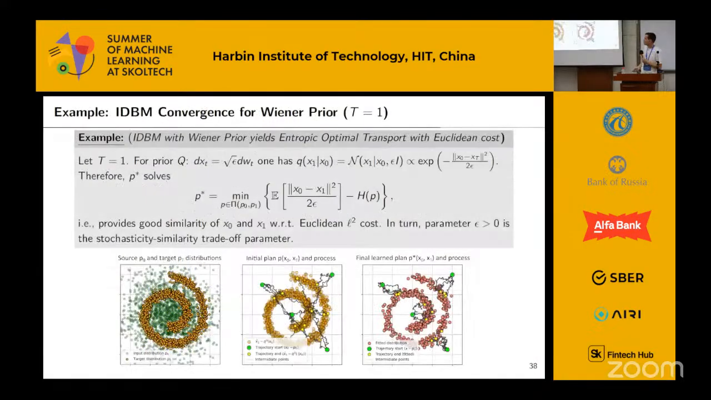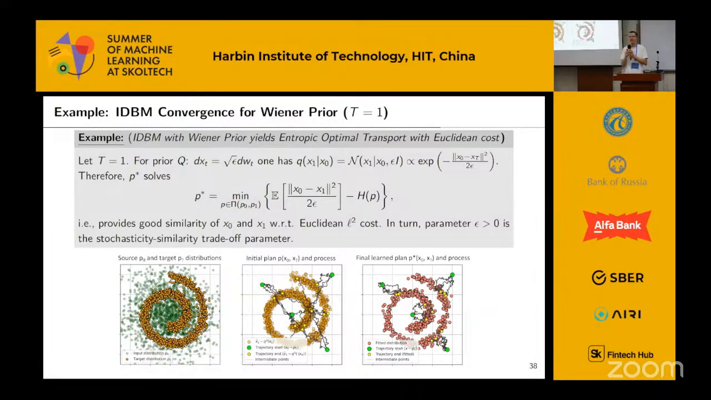A particular case is when our prior distribution is the Wiener process. So the simplest case of bridge matching. In this case, it is known that the solution to which this optimization procedure converges is the so-called solution of entropic optimal transport with the quadratic cost.